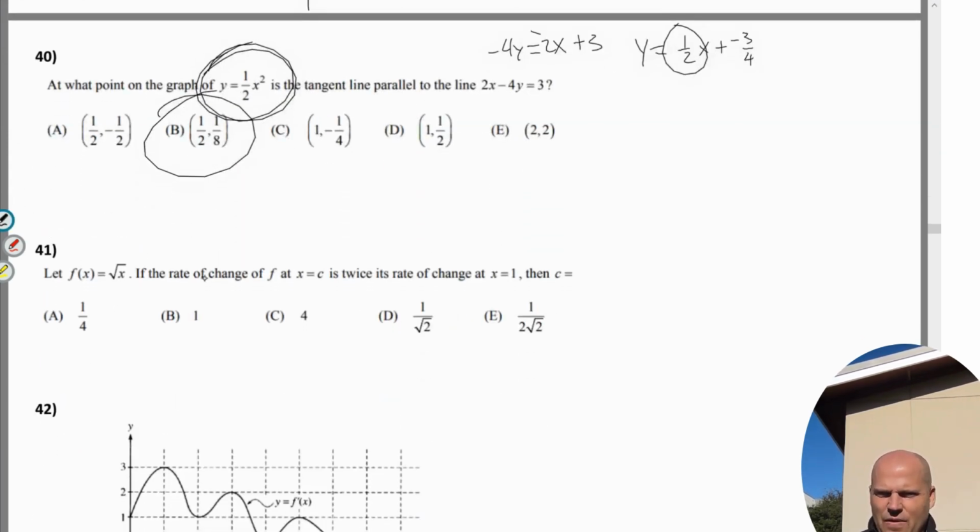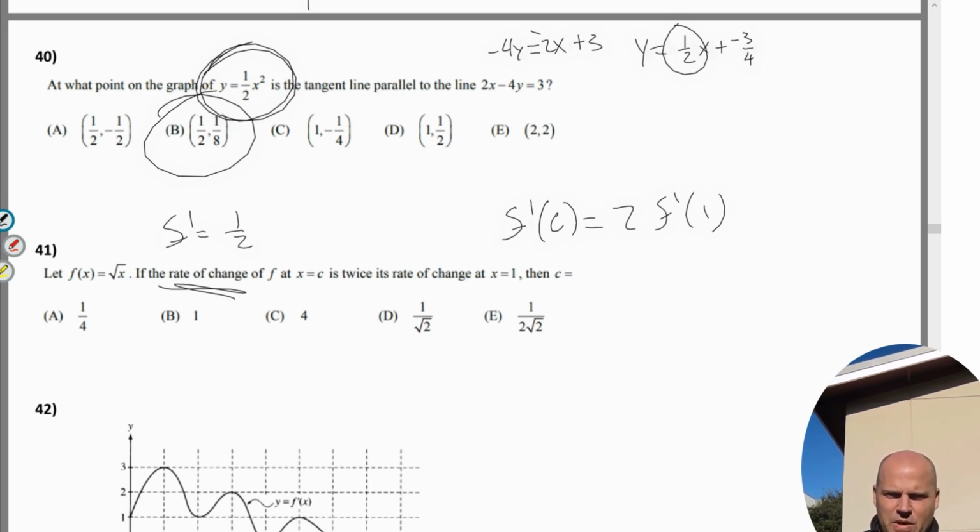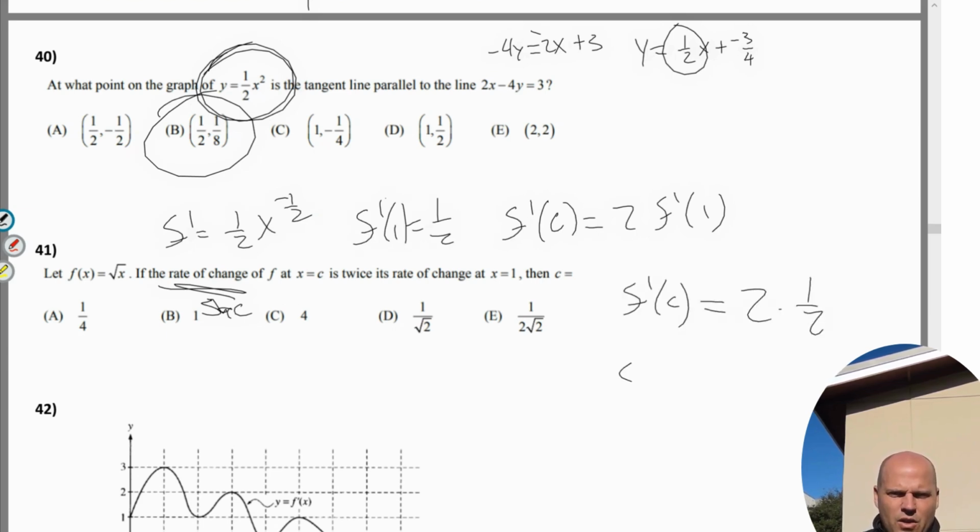If the rate of change of f is twice the rate of change at 1, then c equals what? So the slope at c is twice the slope at 1. All right, cool. But first of all, you've realized rate of change means the slope. So you need the slope equation, and you need the slope equation at 1. The slope is 1/2. So the rate of change at c is twice the rate of change at 1. The rate of change at c is 1.